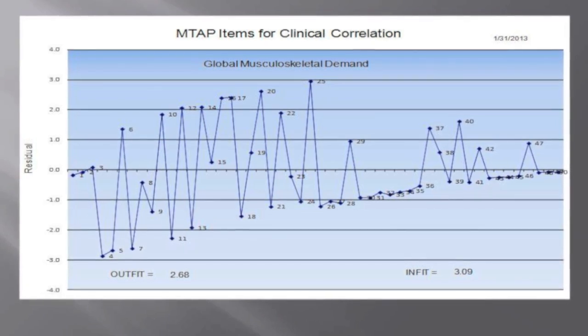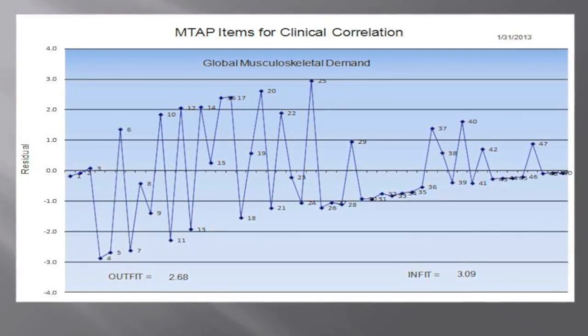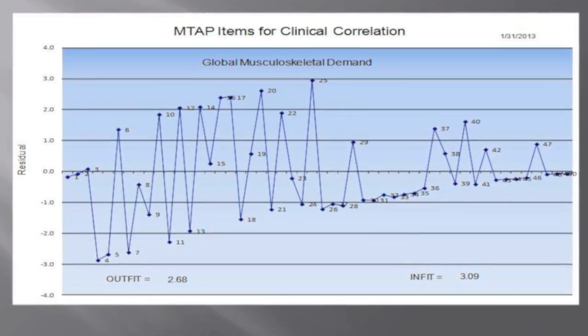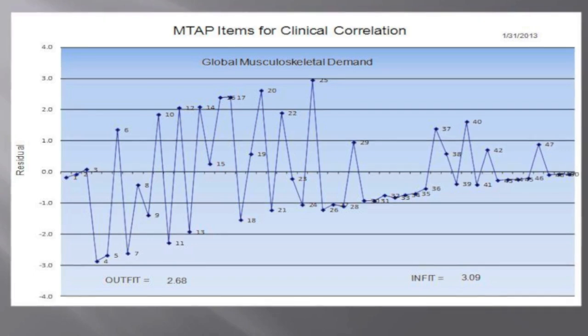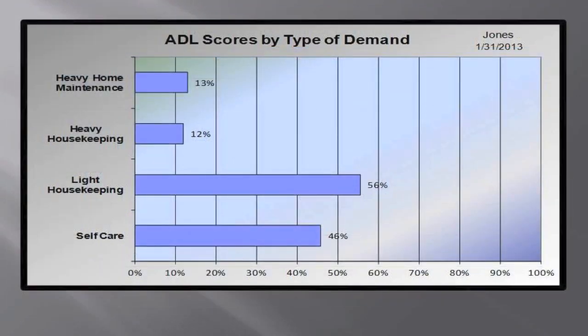But wait a minute, we notice that there's a lot more variability in the first part of the test than the last part of the test. That's where the easier handling items are found. We'll keep that in mind. And look at his ADLs. There's no stair-stepping here.